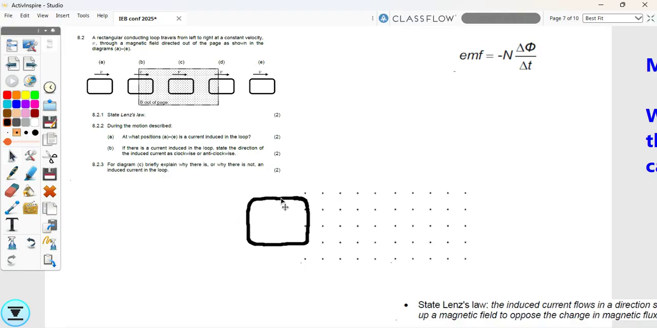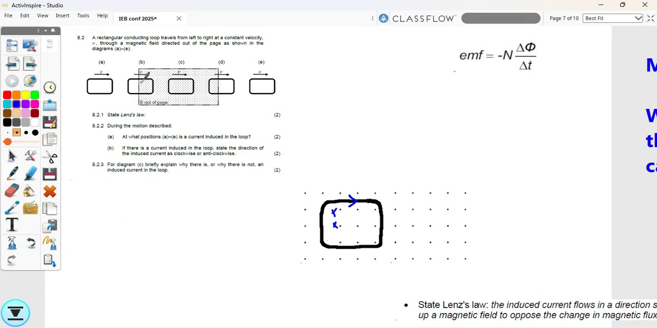So it's moving into the field, and as it's moving into the field, you can again see the dots are increasing. So that means we're going to do crosses to cancel those dots. And then if you stick your thumb into the page, your right hand rule again shows you that there's a clockwise current there.